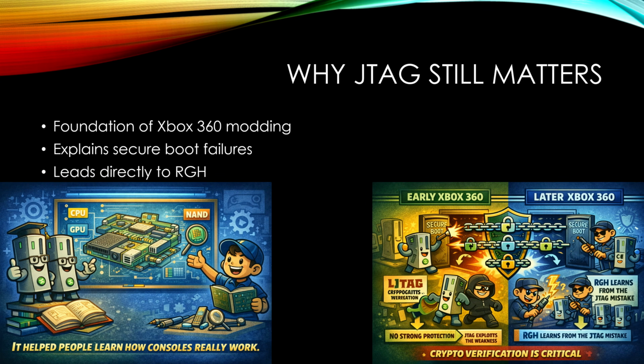So you may ask yourself, why does this still matter? Why is this information important? Why am I talking about it? Well, it helps people learn how consoles really work. JTAG demonstrates why layered cryptographic verification is critical and directly influences later exploits like RGH.